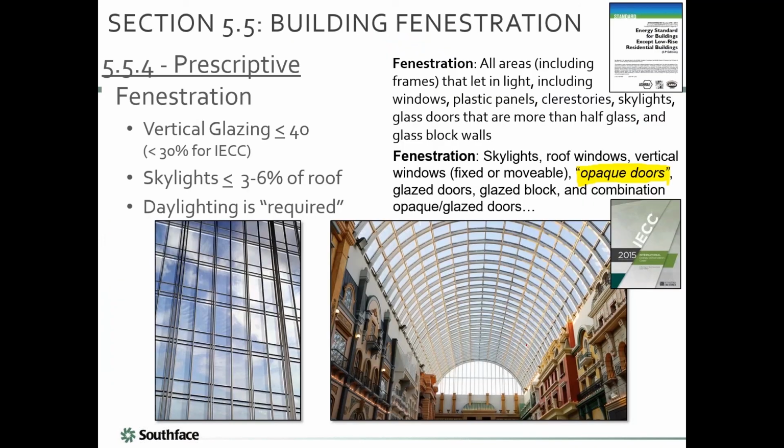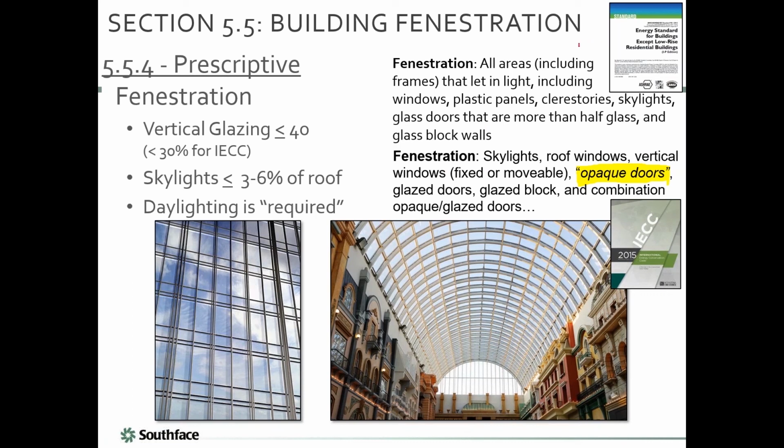So for fenestration, again, we're talking about glazing. And it's funny because there's a slight difference here. Fenestration in the 90.1 code is basically things that let in light. Fenestration under the I code includes opaque doors. So that's a subtle difference between the two codes. It's kind of interesting.